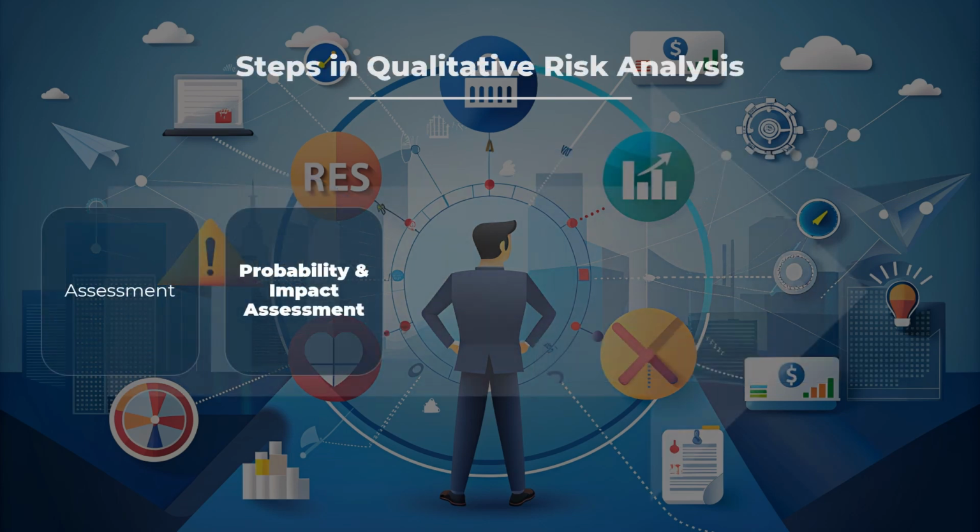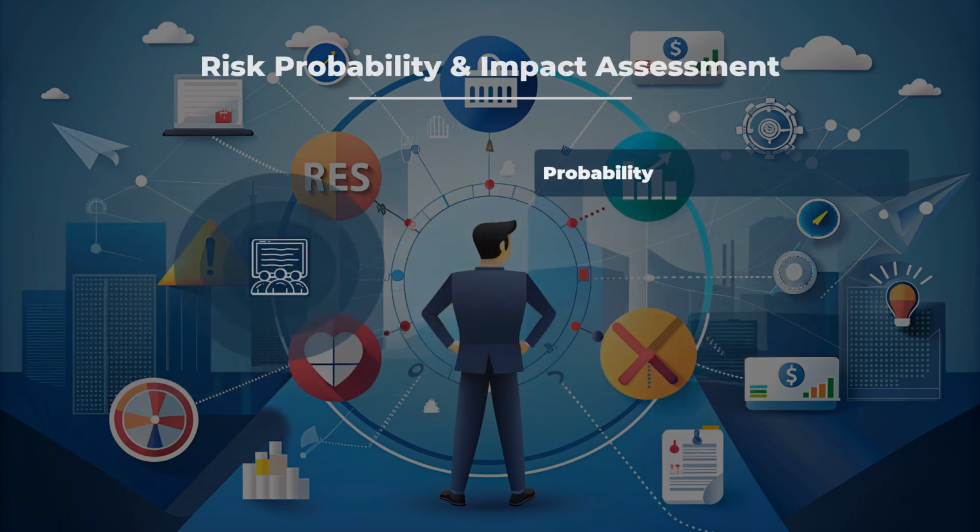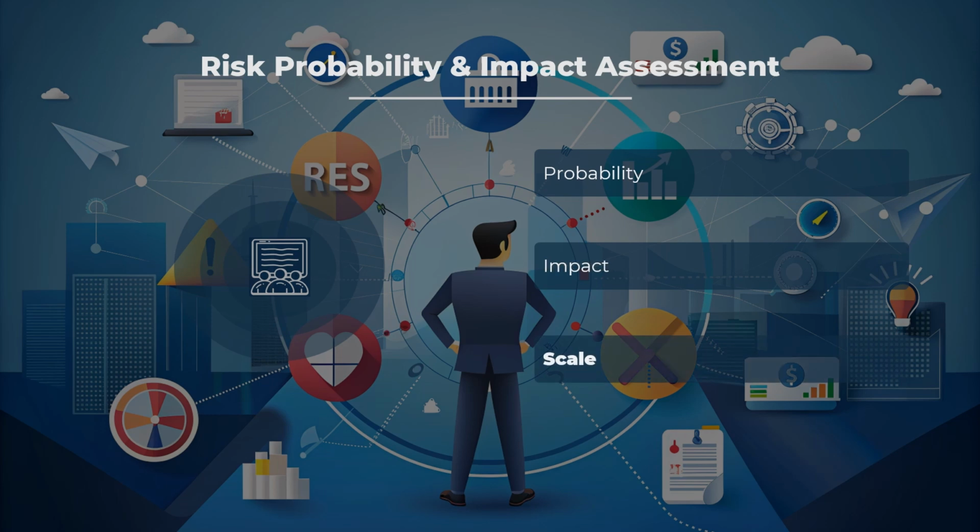Probability and impact assessment. Assess the likelihood of each risk occurring. Evaluate the potential consequences if the risk materializes. Use a predefined scale, e.g., 1 to 5 or low, medium, high, to rate probability and impact. Assessing probability and impact involves evaluating the likelihood and potential consequences of each risk using a predefined scale.